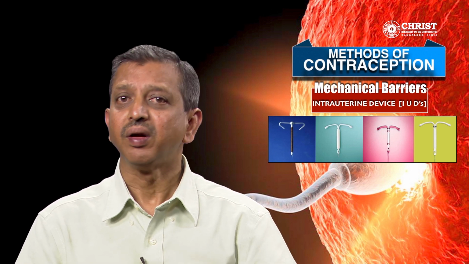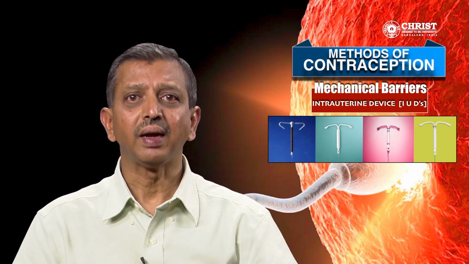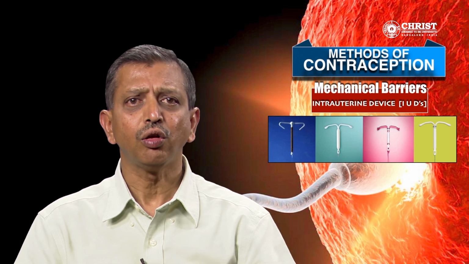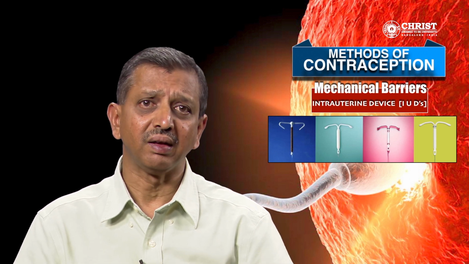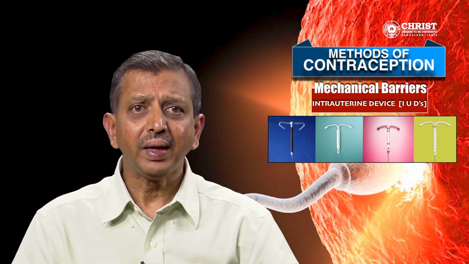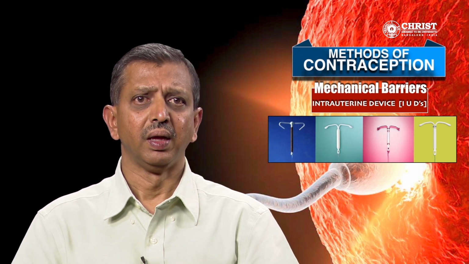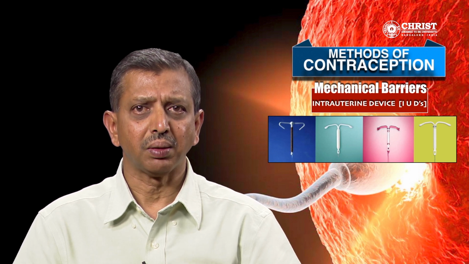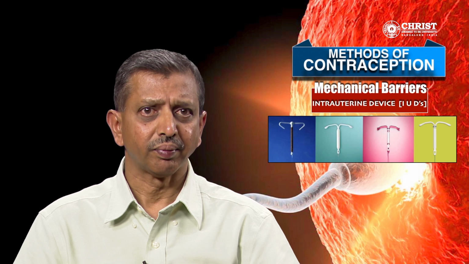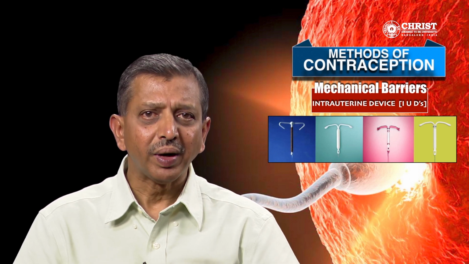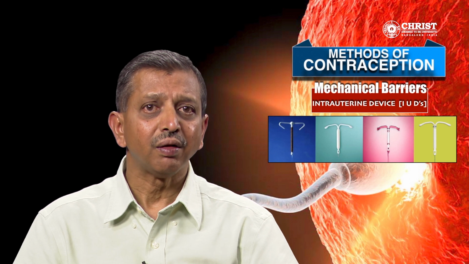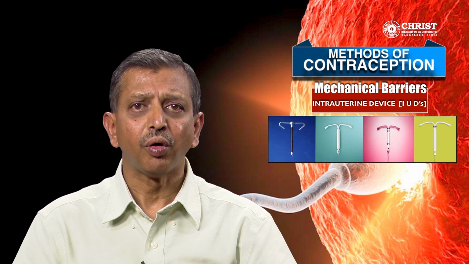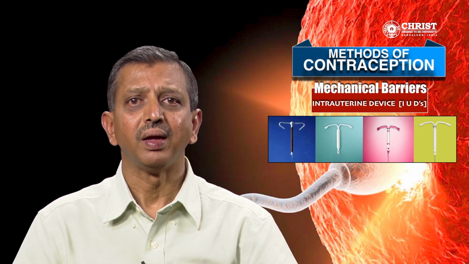Since it is a foreign material in the womb, it creates a hostile environment for the sperms and also for fertilized eggs, preventing its implantation. It induces a local inflammatory reaction in the endometrium. Therefore, the endometrial and myometrial functions are disturbed by cellular and humoral immune inflammatory reaction.